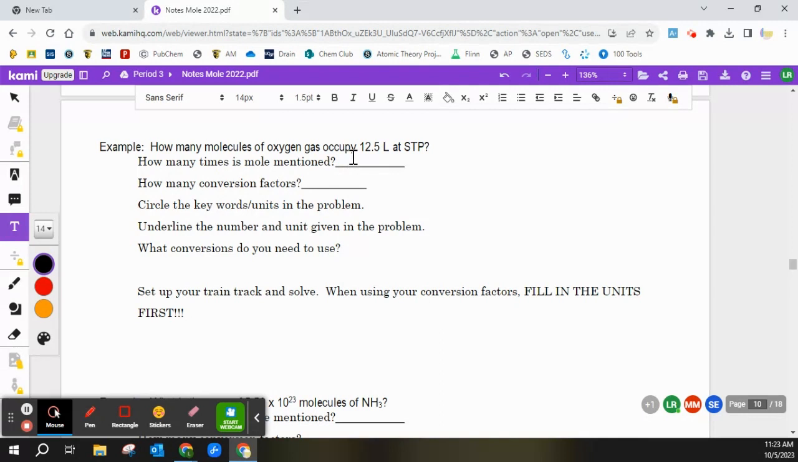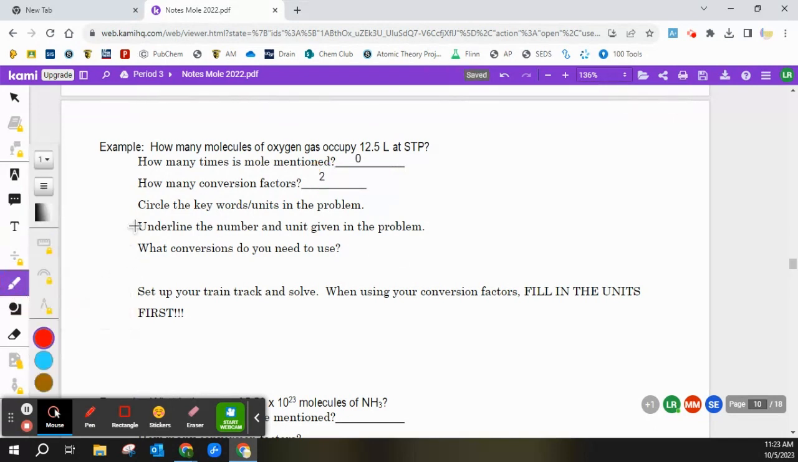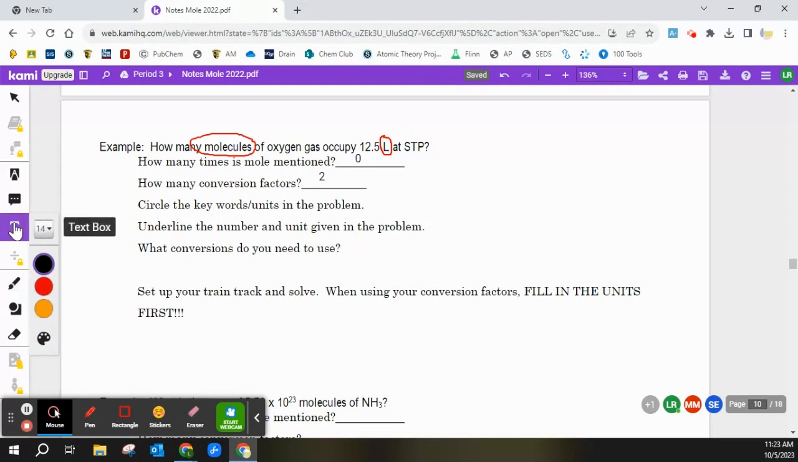So how many times is mole mentioned? 0. It's not mentioned at all. Which means I need 2 conversions. So I either need to use molar volume, molar mass, or Avogadro's number. Now we're going to circle the key words. So we're looking for units. Molecule is one, liter is the other. Okay, so those units are going to tell us what conversions to use.